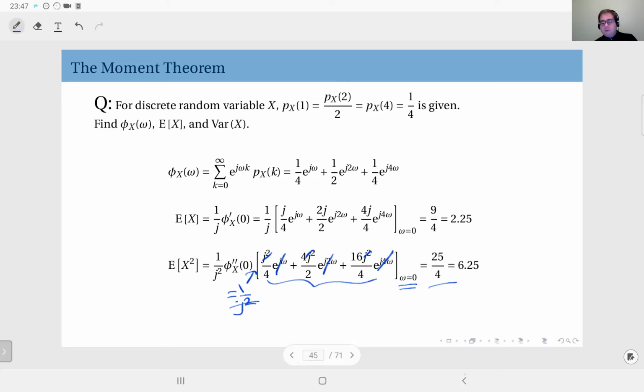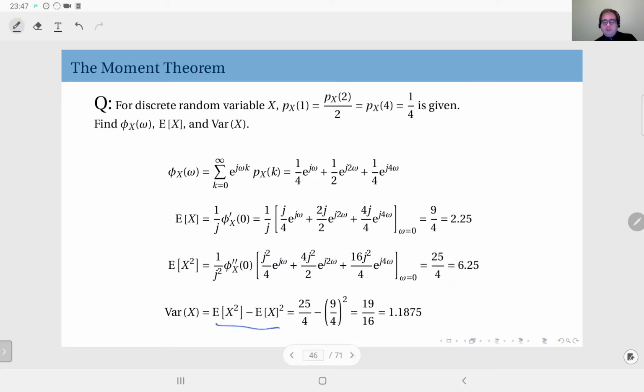Now, when you have these, of course, you can compute the variance through this relationship, and naturally, it gives the same result.